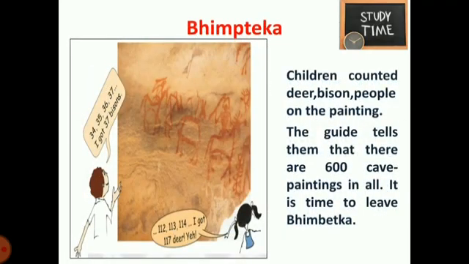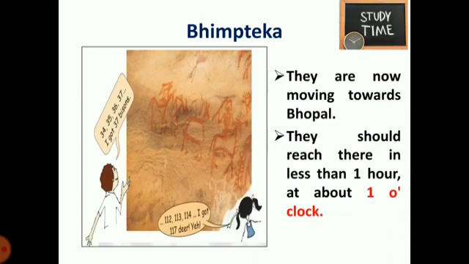Children counted deer, bison, people on the painting. There were cave paintings, so children started counting what is there in that painting. They spent nearly 1 hour in that place. The guide tells them that there are 600 cave paintings in all. So after spending 1 hour in that place, it's time to leave Bhimbetka. Next, they are now moving towards Bhopal. They should reach there in less than 1 hour, at about 1 o'clock.